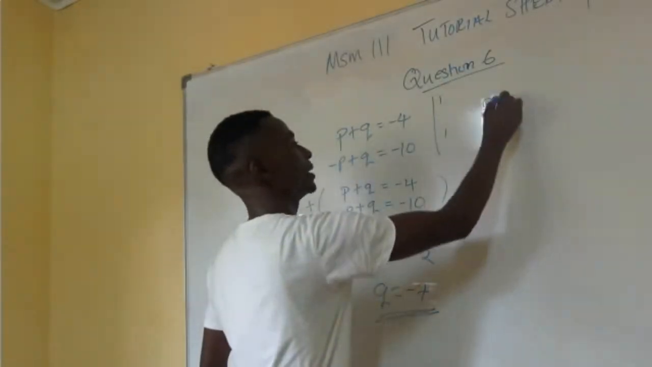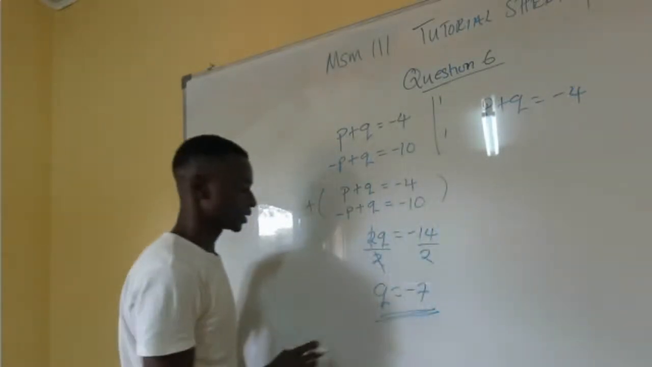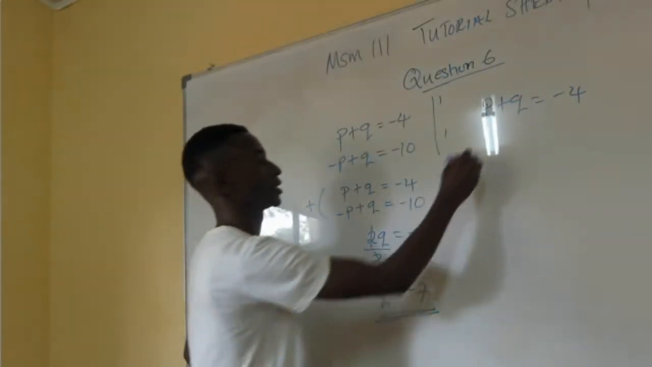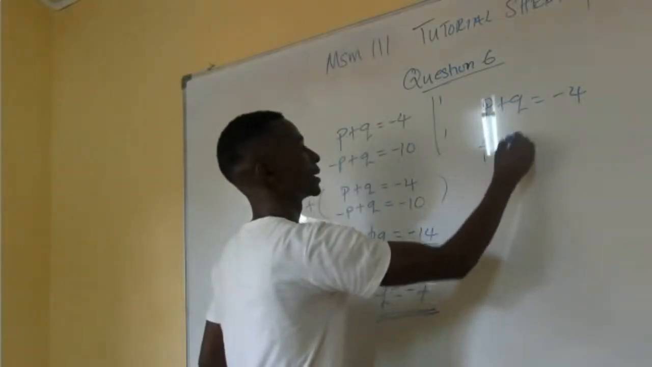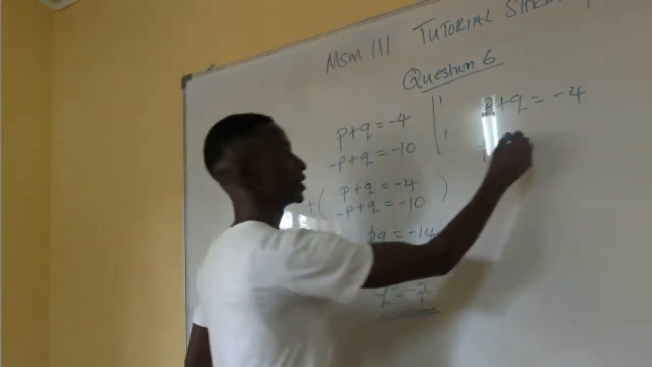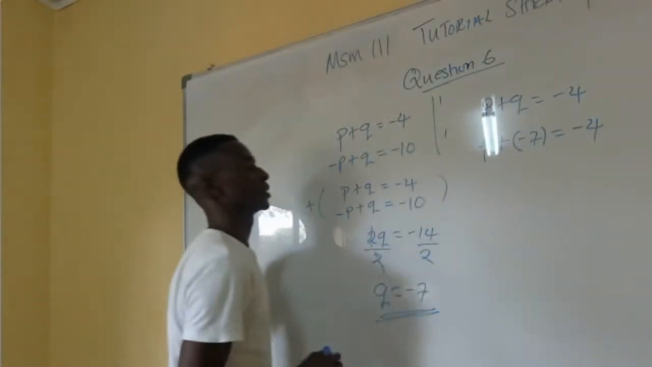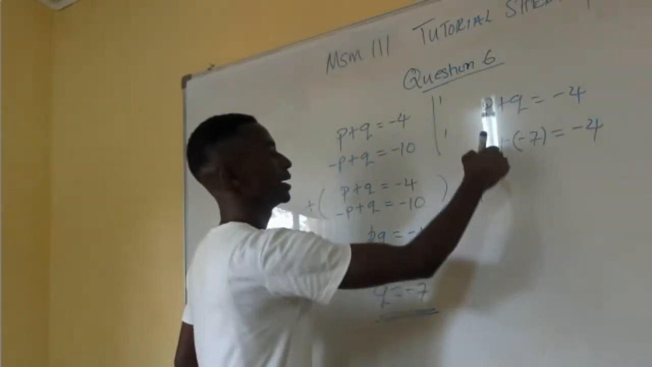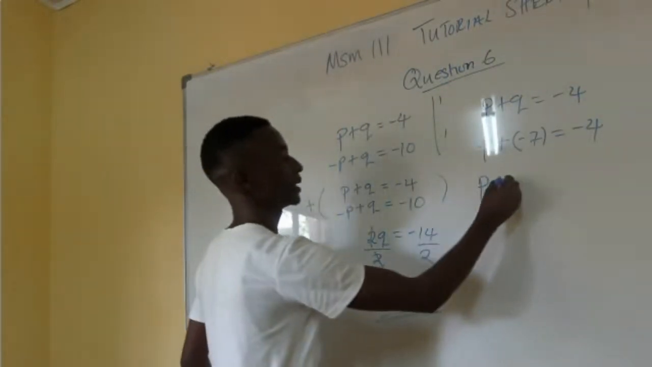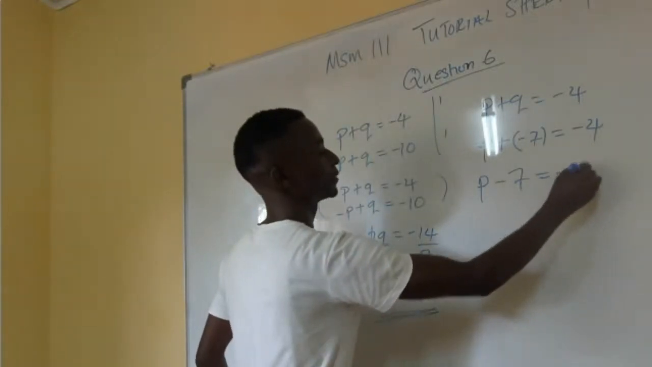So we say P plus Q equal to negative 4. So what is our Q? Our Q is negative 7. So now we say P plus, you substitute now. Where there is Q, you put negative 7. You say P plus negative 7 equal to negative 4. So now from there you say P, positive times negative, it's negative. So you say P minus 7 equal to negative 4.